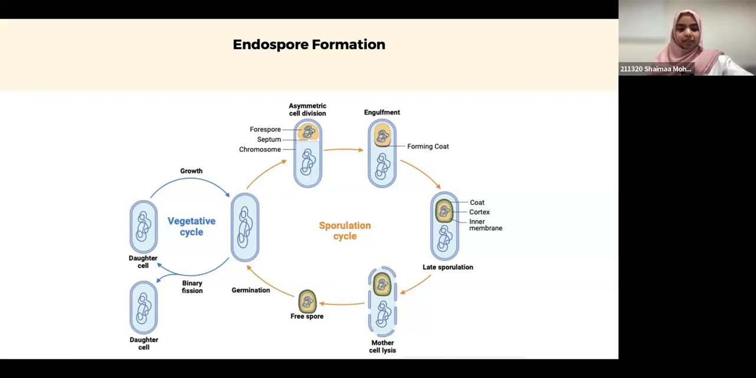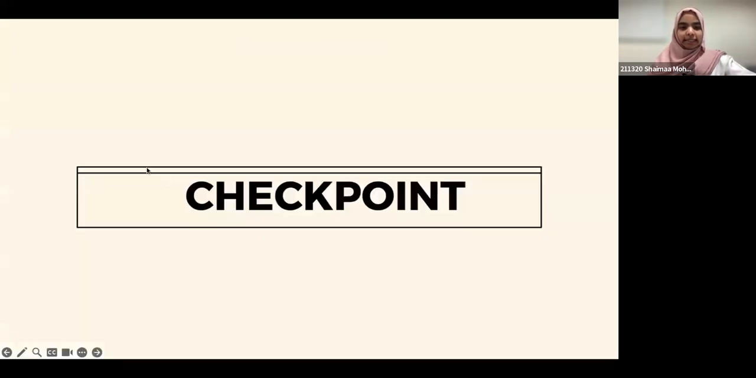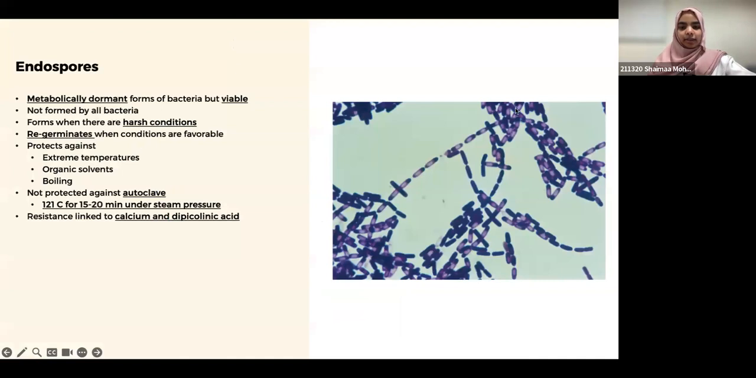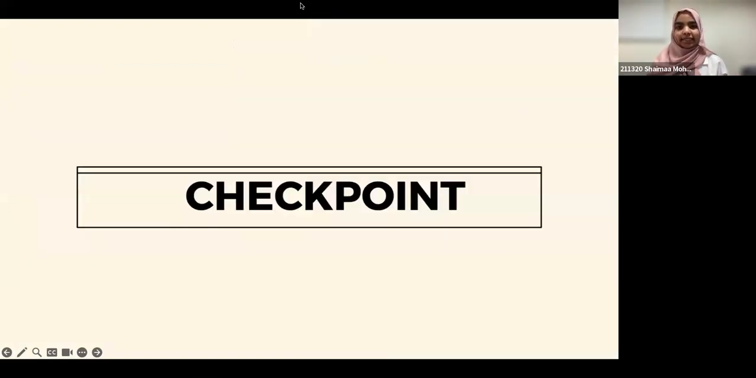Also, something kind of interesting: sometimes you're able to identify bacteria by seeing the position of the spore. So is the endospore in the middle of the cell, or is it in the terminal end of the cell, and so on, okay? So checkpoint, is endospore clear for now? And we can move on to the questions.